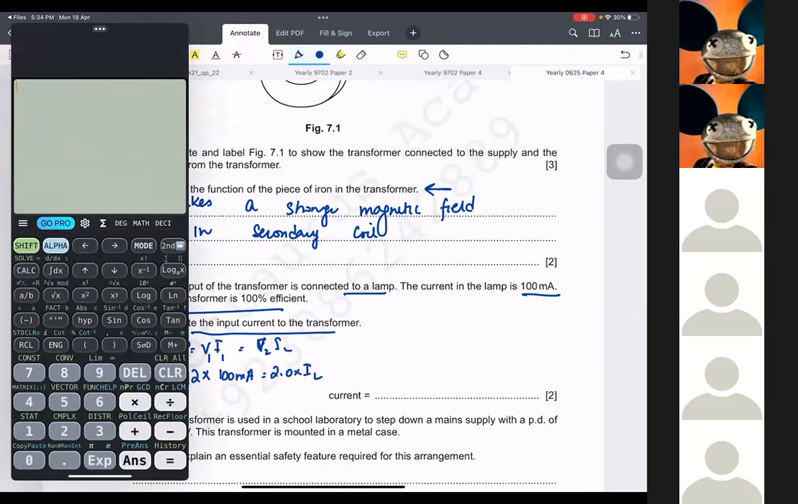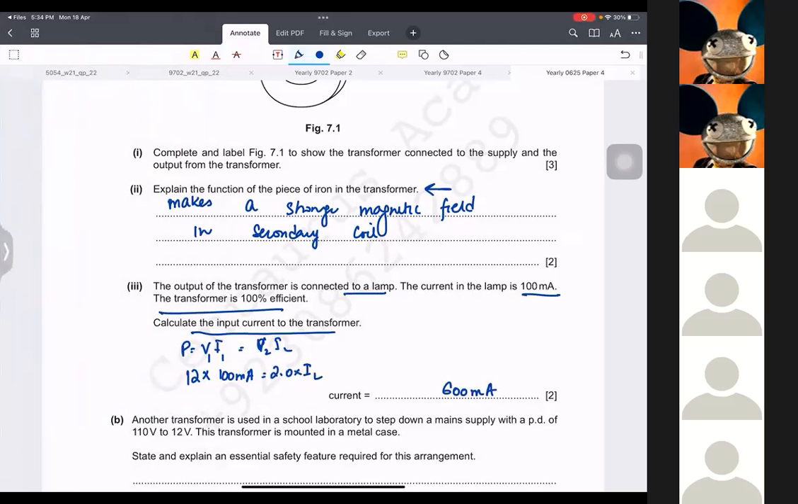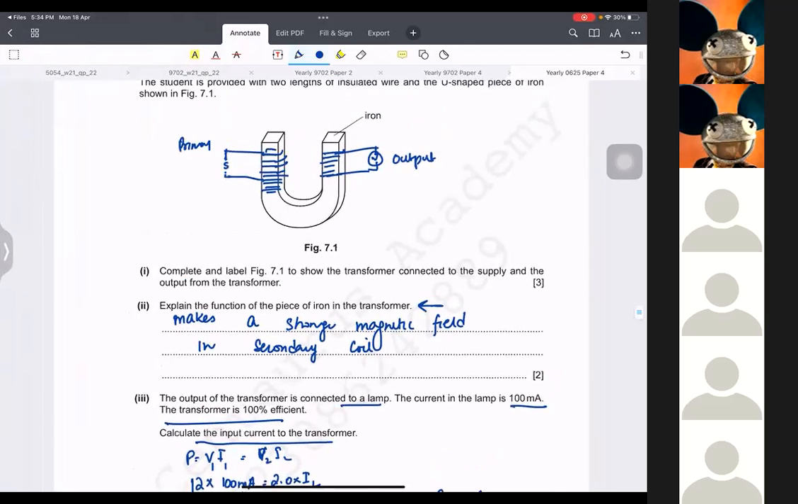So this will be 12 divided by 100. Okay, sorry, 12 into 200 divided by 2. What did I do? So that is 600 milliamps. Like this. Any questions? Please let me know. All right. The answer in the mark scheme is 0.017. 0.017 milliamp. Are you sure? Ampere.